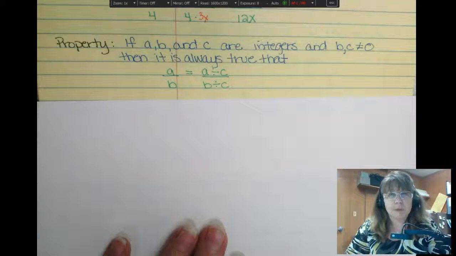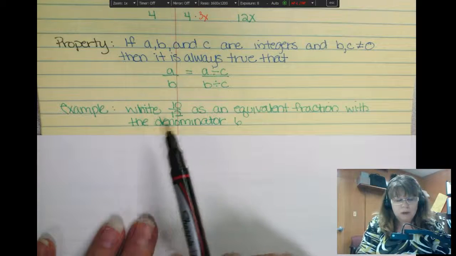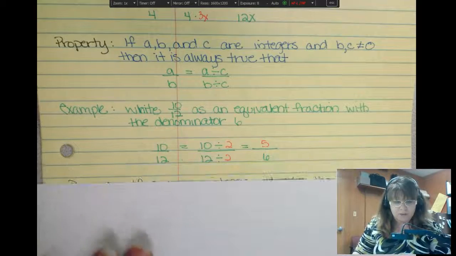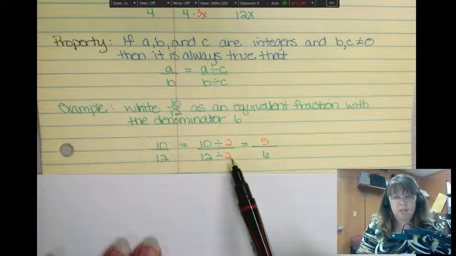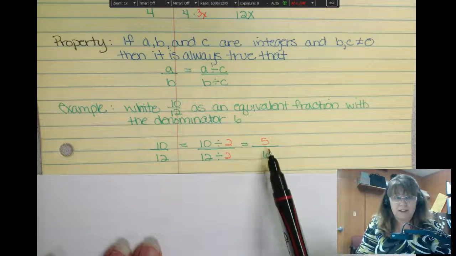Likewise, if it's true about multiplying by the same number, you can also divide by the same number. So if a, b, and c are integers and b and c do not equal 0, then a over b equals a divided by c over b divided by c. I want to write 10/12 as an equivalent fraction with the denominator of 6. To get to 6 from 12, I have to divide by 2. And what I do to the denominator, I must do to the numerator. So 12 divided by 2 is the 6. 10 divided by 2 is 5.